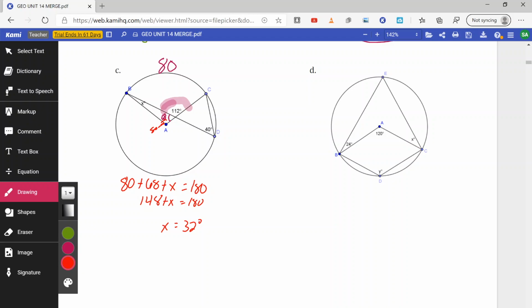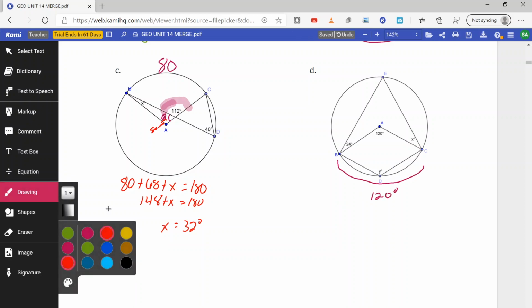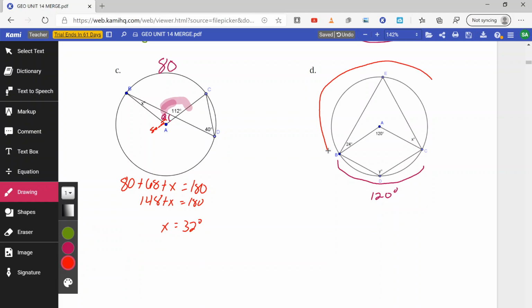So central angle BAC, so this would mean arc BDC is also 120, which means on the outside, BEC, 360 minus 120 is 240 degrees. So far we got the outside angles, and we need to figure out everything else that's going on here. So if this is 120, then that means this is 240.